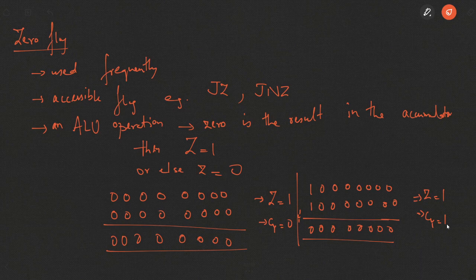So for any non-zero result in the accumulator, the carry flag is reset. For a zero result in the accumulator, the carry flag is set. So we can differentiate now between different types of numbers being set by accessing various flags. Finally, we have the sign flag.